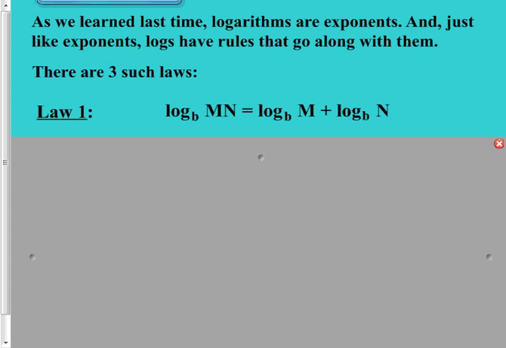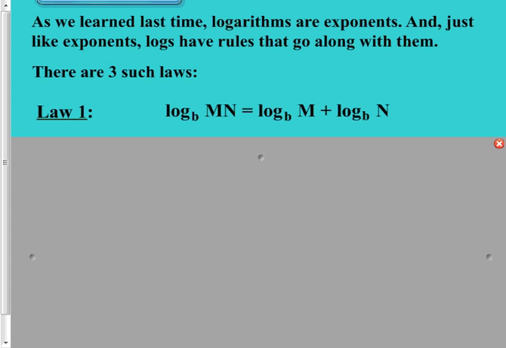We see log base b of m times n. So that could be two numbers or values there in the argument being multiplied together, the m and the n, or possibly m and n could be factors of some larger value. Anyway, what the law says you can do is split that argument into two different logarithmic terms that are being added together. So log base b of m plus log base b of n.